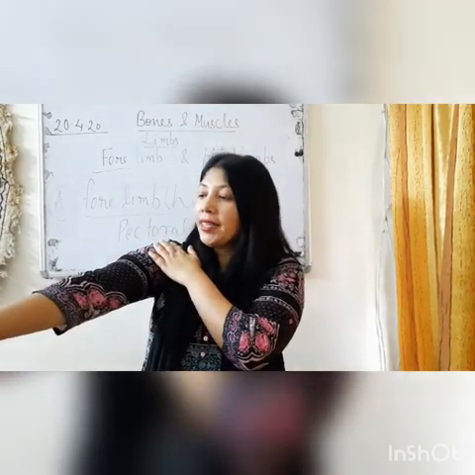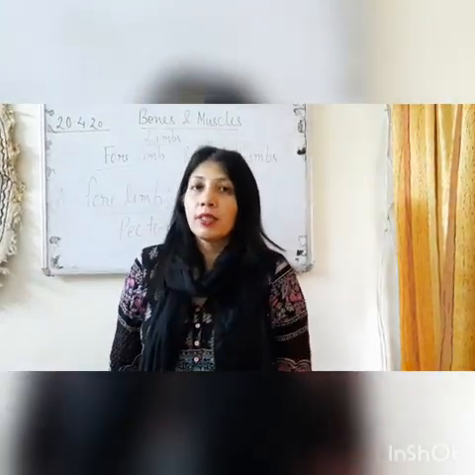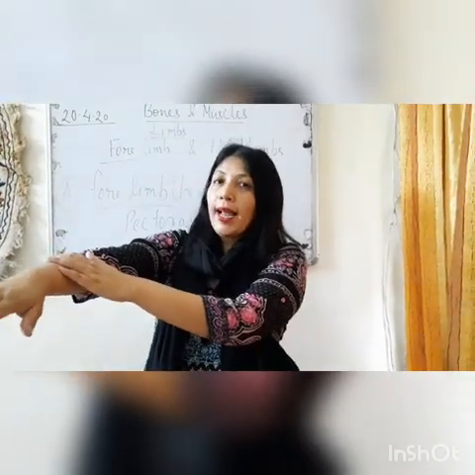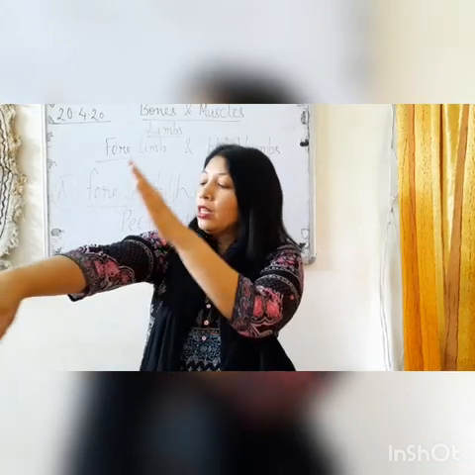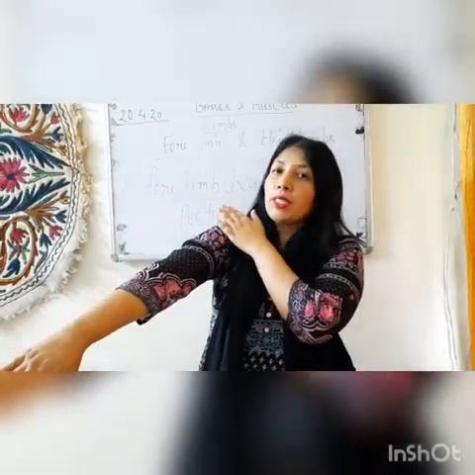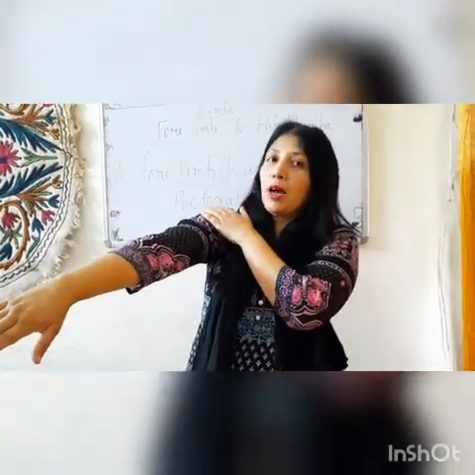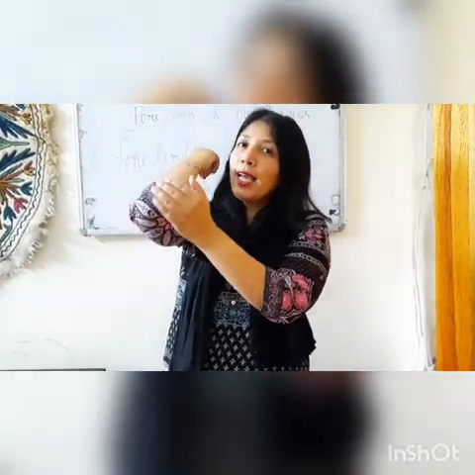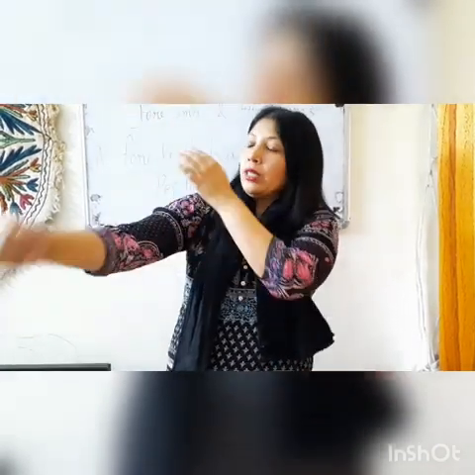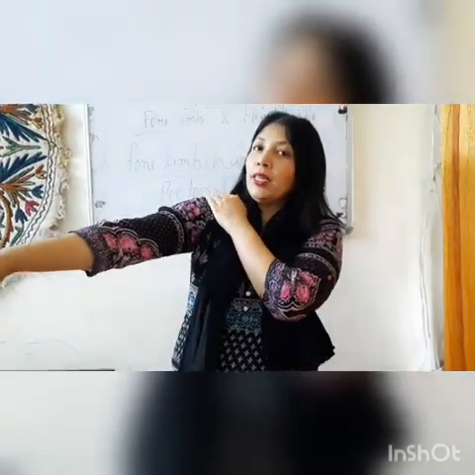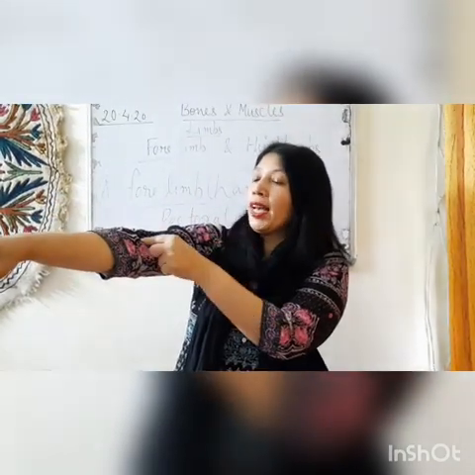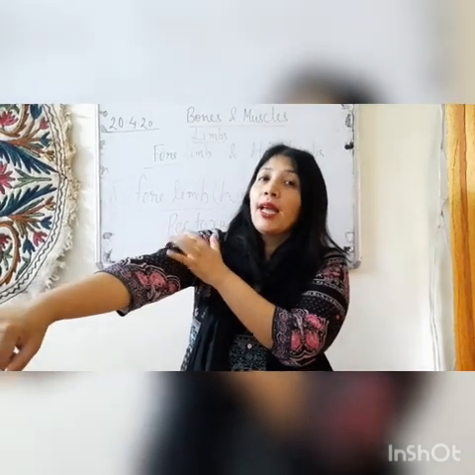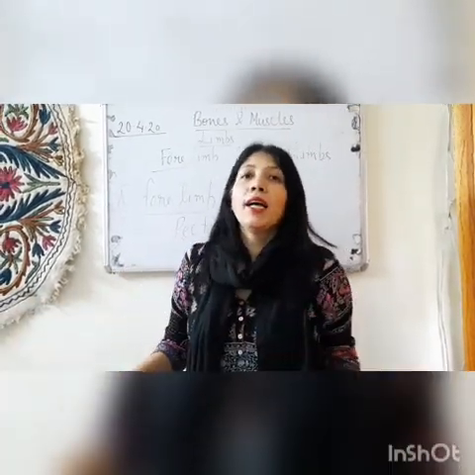Now children, your hand is divided into three parts: the upper arm, the forearm, and the hands. Your upper arm starts from your shoulder to the elbow. You know what is the elbow? This is the elbow. This is the shoulder. This is the elbow, and this is known as upper arm. Upper arm is very strong, and it gives strength to the hands.